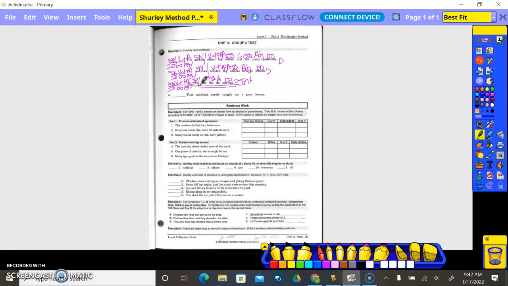That accident surely taught me a good lesson. What taught me a good lesson? Accident. What is said about accident? Taught. Taught what? Lesson isn't the same thing as accident, right? Taught becomes the verb transitive. Taught whom? Me. It's the indirect object.